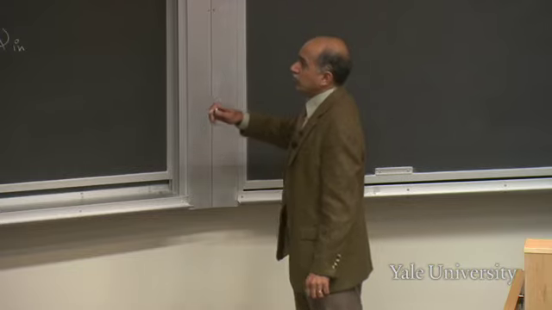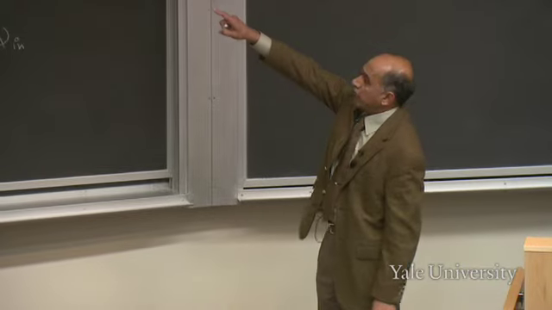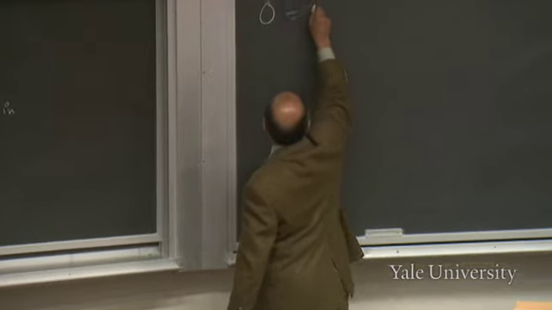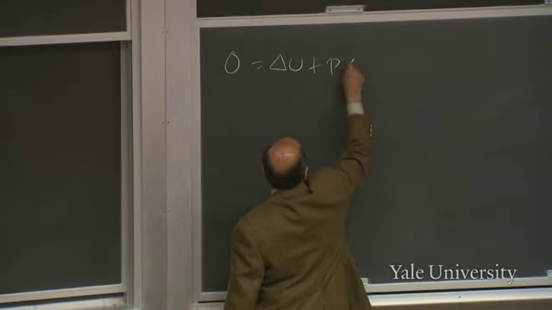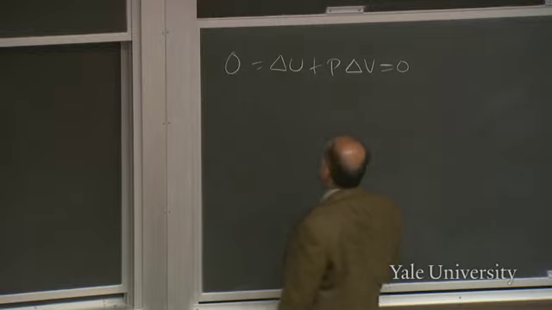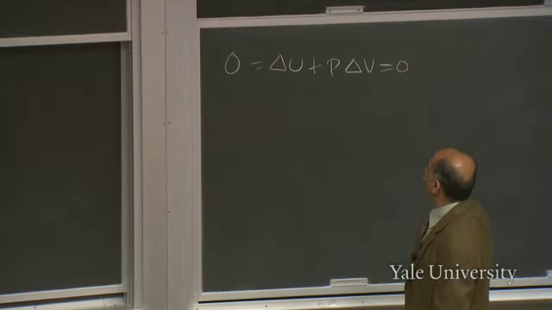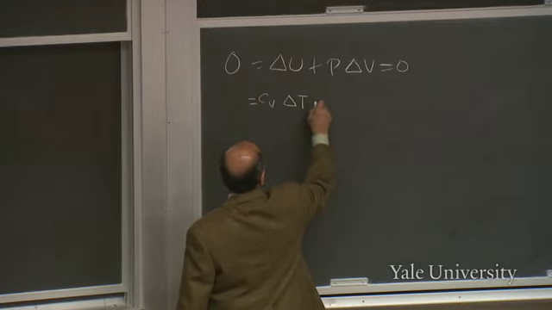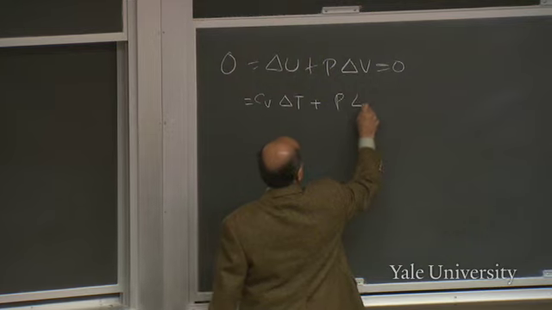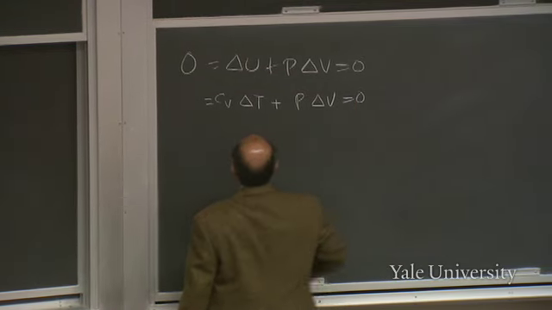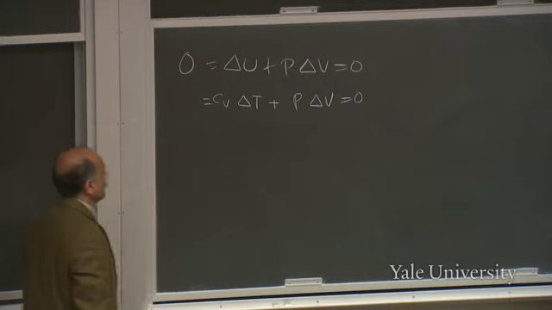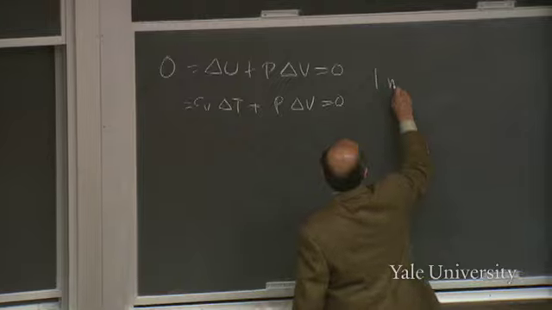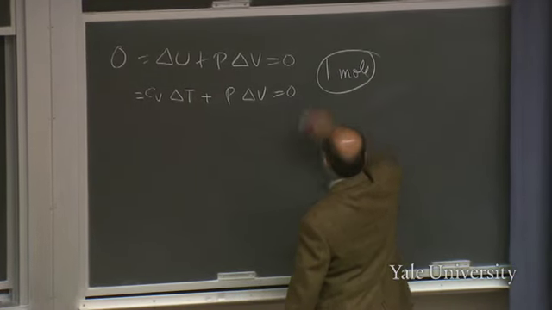When I say delta Q is 0, your first reaction has to go back to the first law and write delta Q as delta U plus P delta V and set that equal to 0. But delta U is CV times delta T, plus P delta V is 0. By the way, delta U is CV delta T for 1 mole. I'm going to consider 1 mole of gas.